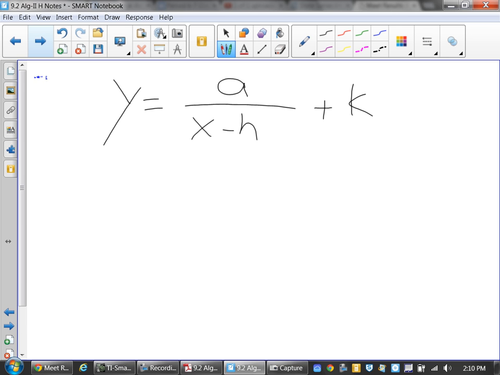One of the forms we're going to look at today is this. I forget what it's actually called, but it's a polynomial form.